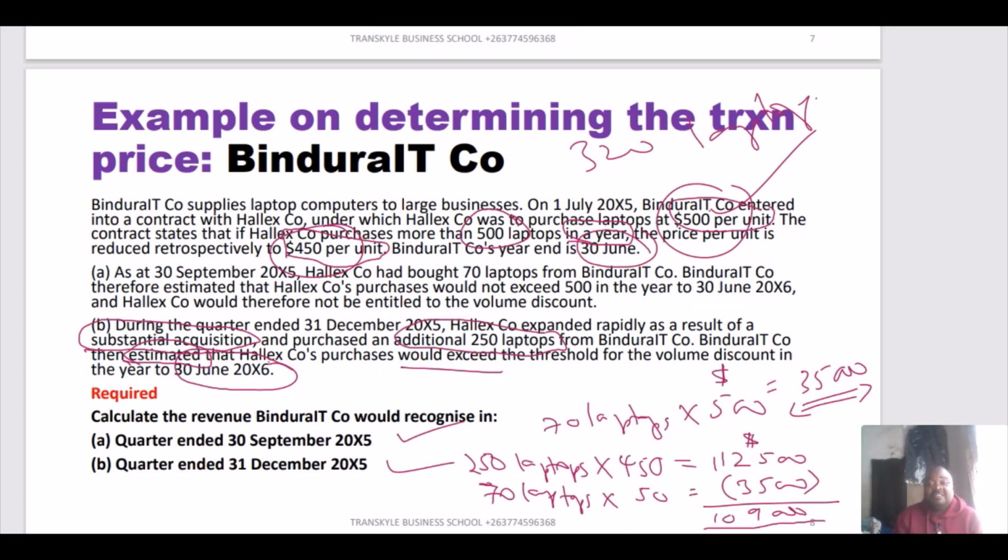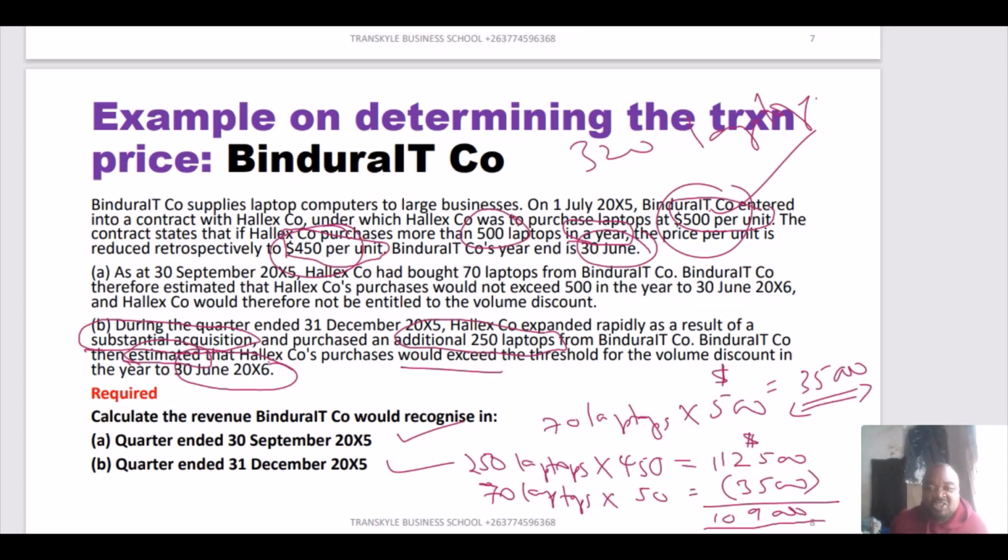Okay, that is it, ladies and gentlemen, on variable consideration. It is variable in the sense that circumstances might change that would warrant us to reverse the position. We might reverse the position and say, we had levied you 450, hoping that we were going to reach the threshold by 30 June. However, you failed to reach the threshold, so therefore we are now reverting back to the original price of 500 USD.